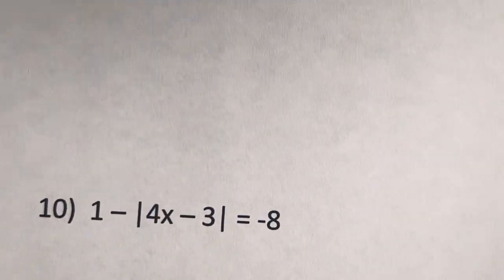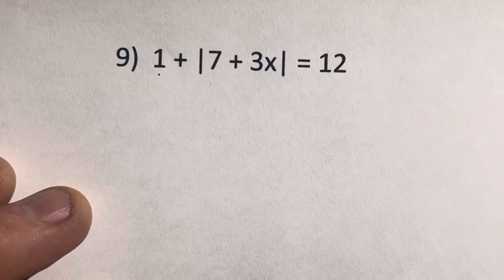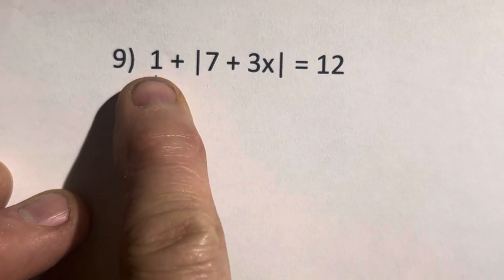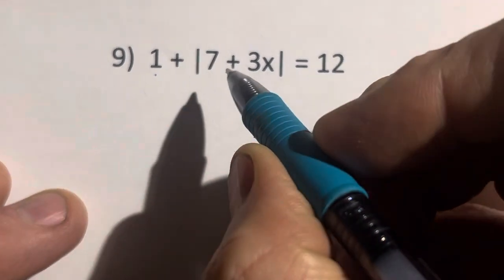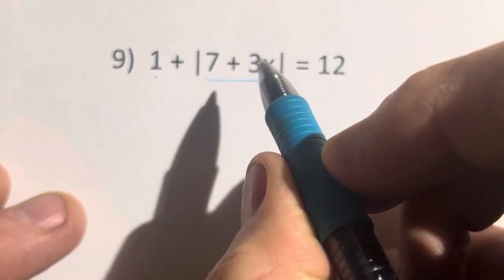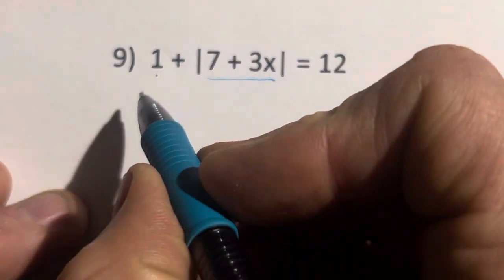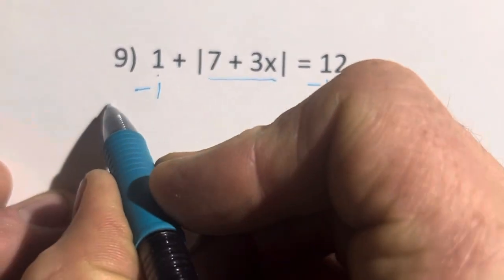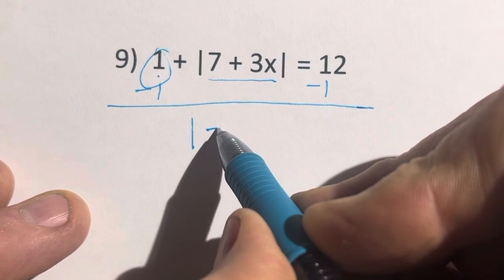Okay, here's number 9. Now, if you notice on number 9 here, we've got this 1 that's kind of hindering us. So we realize that this absolute value can have two values. And so what I need to do is get that absolute value isolated by itself, which means I need to subtract 1 on both sides first to get rid of this, which gives me this.